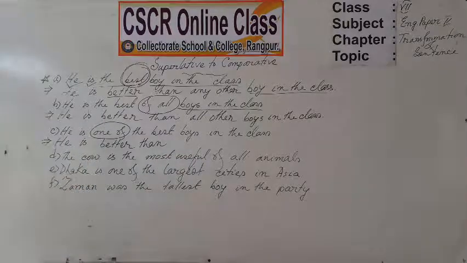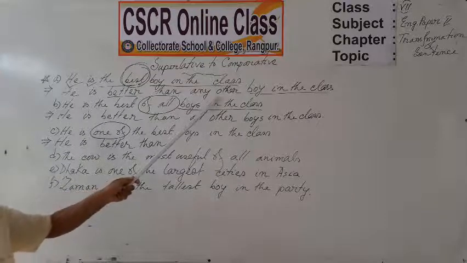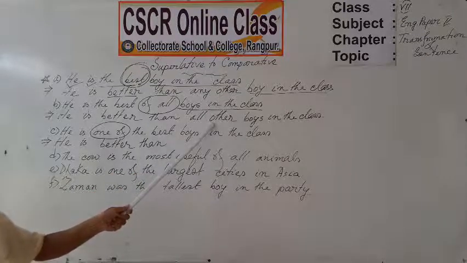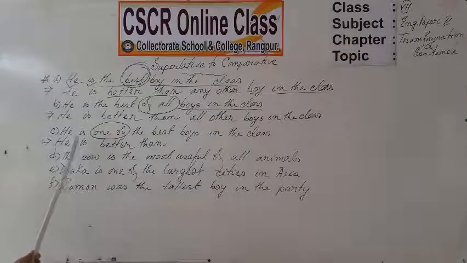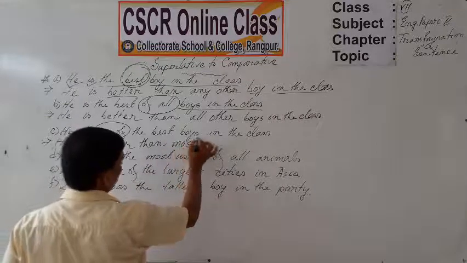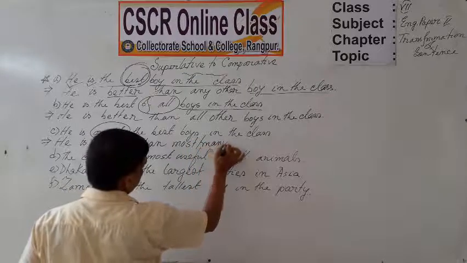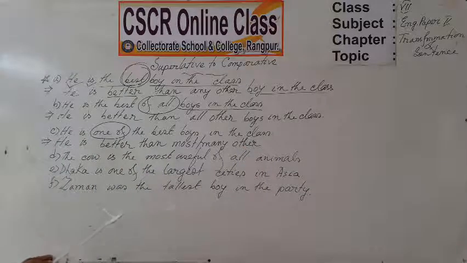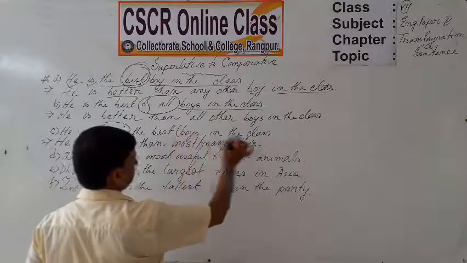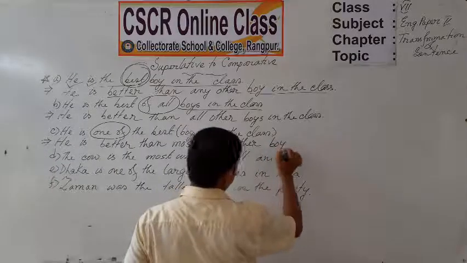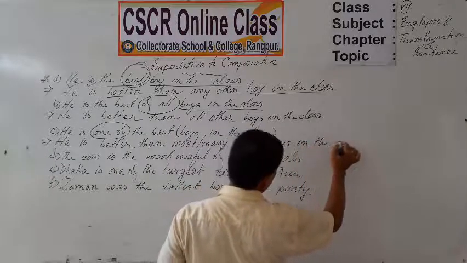Yes, dear students, look at sentence A. After then, you write any other. In sentence B, after then, you write all other. But in sentence C, as it has one of, you will write most or many other. Most or many other. And then you will write the words after the superlative form: boys in the class.